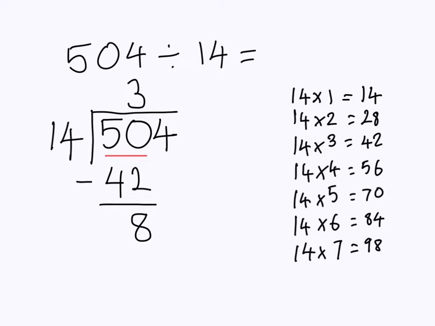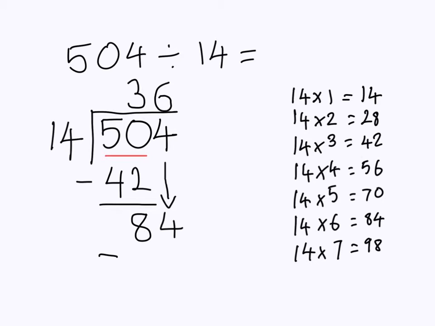I now need to turn my attention to the ones column. How many ones have we got left? Well, I would need to bring my 4 ones down to my 8 tens to leave 84 ones. I then go back to the multiples list, find the first multiple less than 84, and in fact I can see I have exactly 84. It's a multiple of 14, 6 times, so I put my 6 above the ones column.